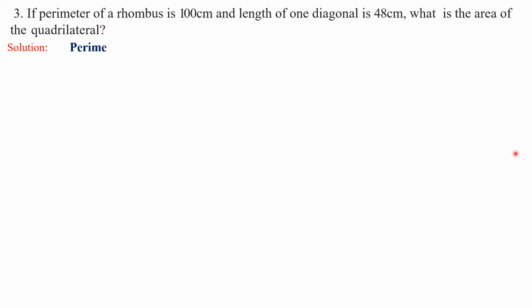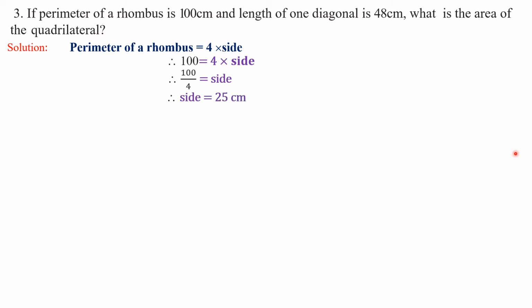Perimeter of a rhombus is equal to 4 into side. All sides are congruent, therefore 4 into side. Now substitute the value. Therefore 100 is equal to 4 into side. Therefore 100 upon 4 is equal to side. 4 ones are 4, 25 fours are 100. Therefore side is equal to 25 centimeter.